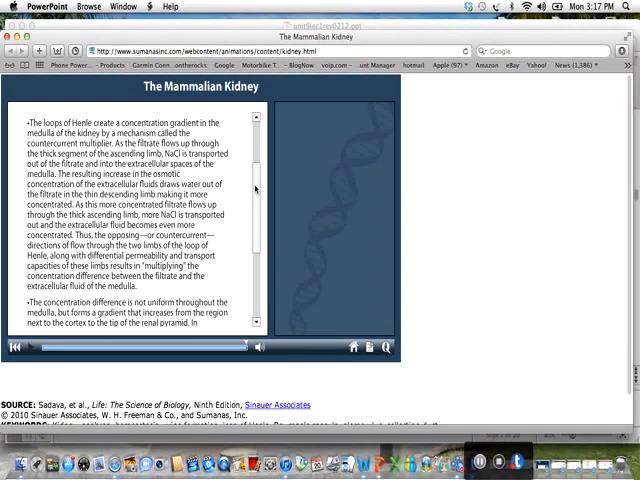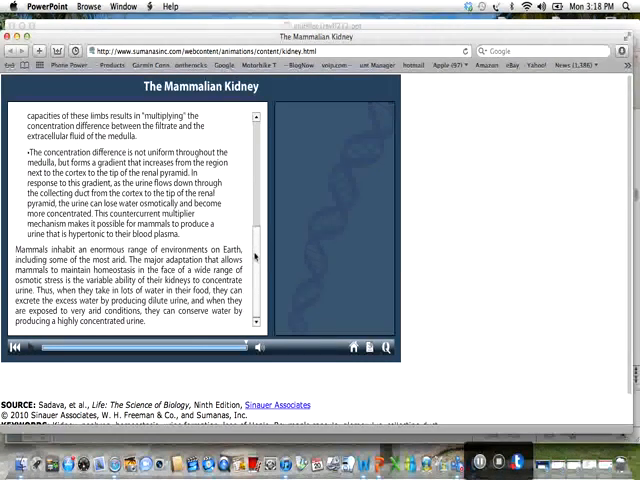The resulting increase in the osmotic concentration of the extracellular fluid draws water out of the filtrate in the thin descending limb, making it more concentrated. As this more concentrated filtrate flows up through the thick ascending limb, more sodium chloride is transported out, and the extracellular fluid becomes even more concentrated. Thus, the opposing or countercurrent directions of the flow of the two limbs of the loop of Henle, along with the differential permeability and transport capacities of these limbs, results in multiplying the concentration difference between the filtrate and the extracellular fluid of the medulla.